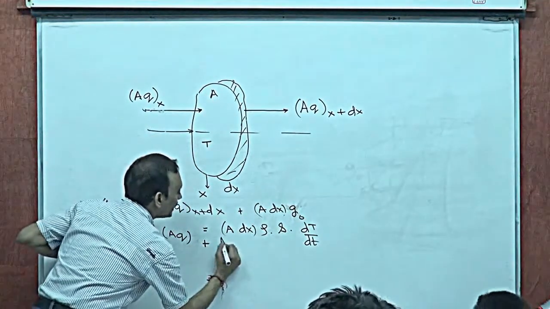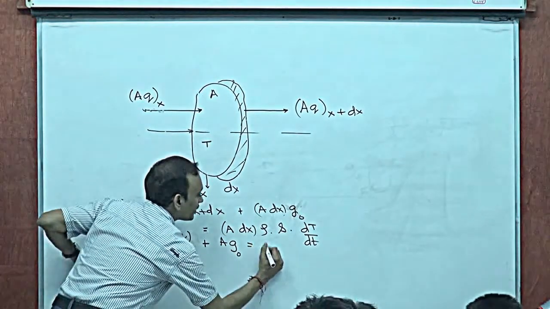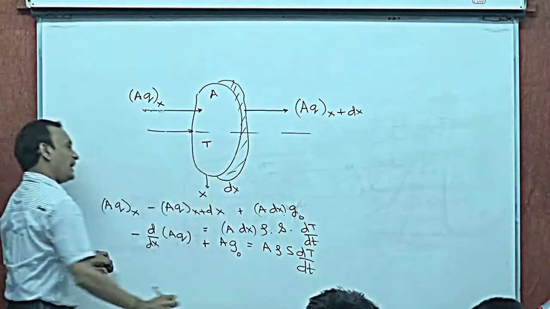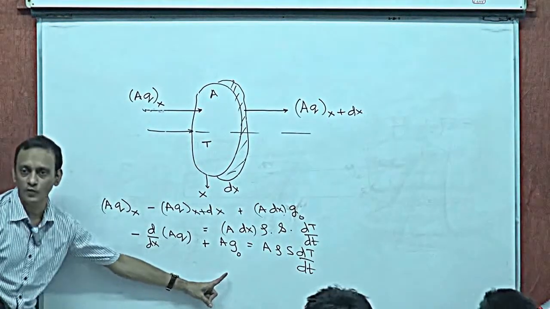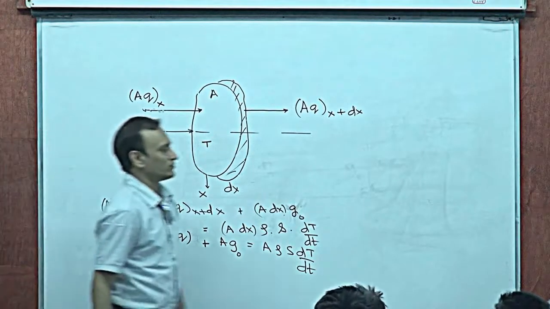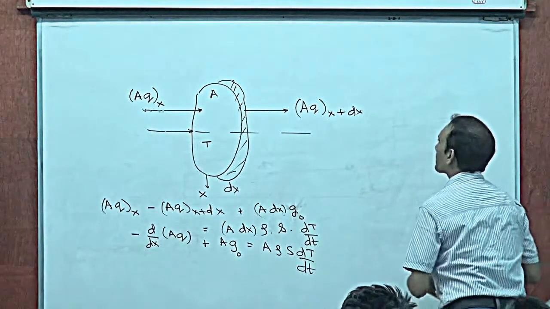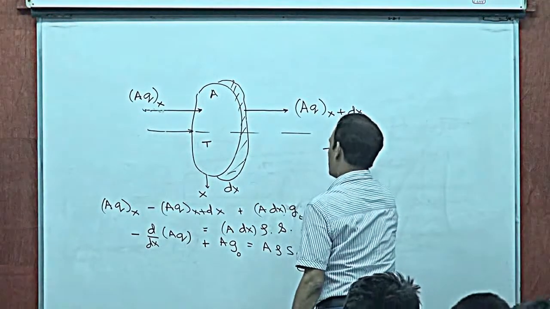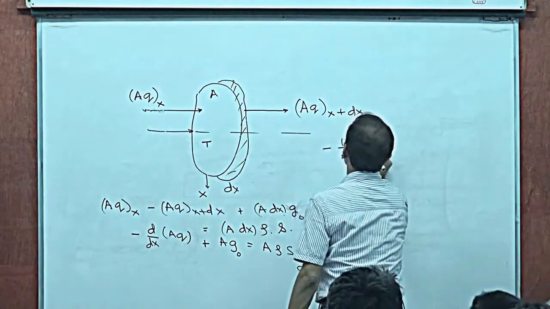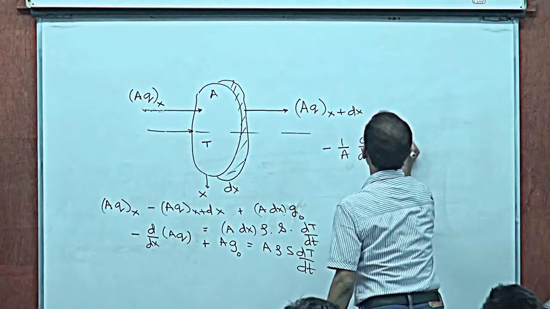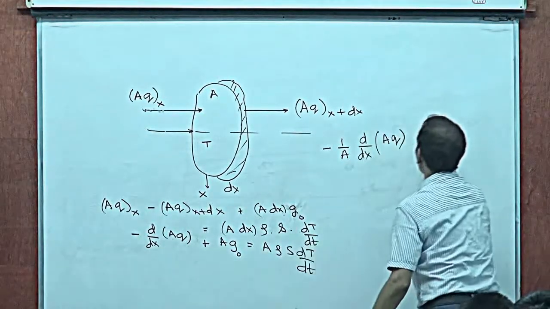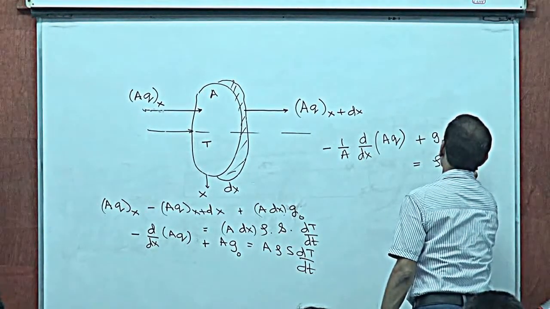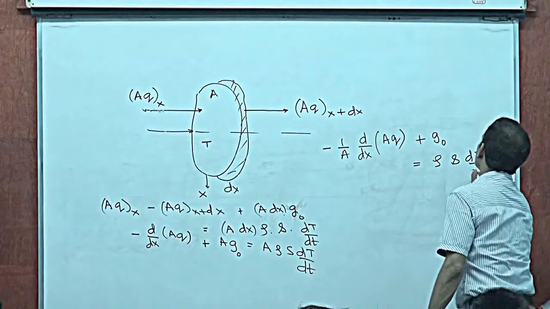Plus A into G naught is A rho S into dt dt. Yes or no? Now, to further add to this, let me divide by A. So I get minus 1 by A ddx of AQ. If I divide further by A, plus G naught equals rho into specific heat into rate at which temperature changes with time at x.